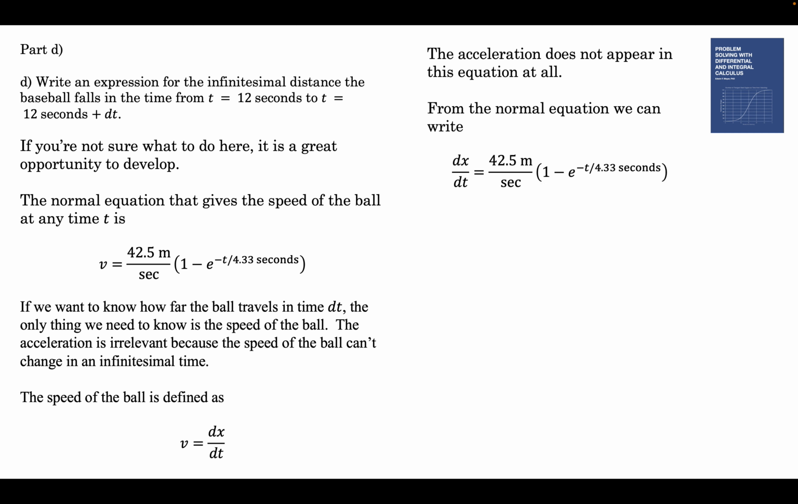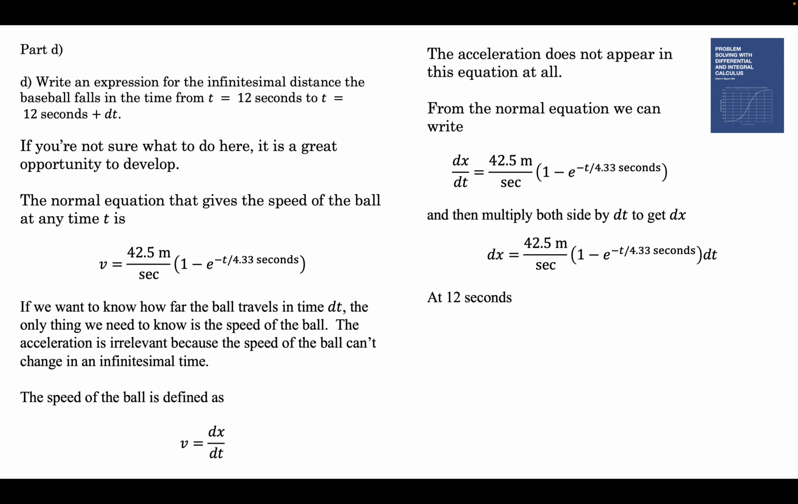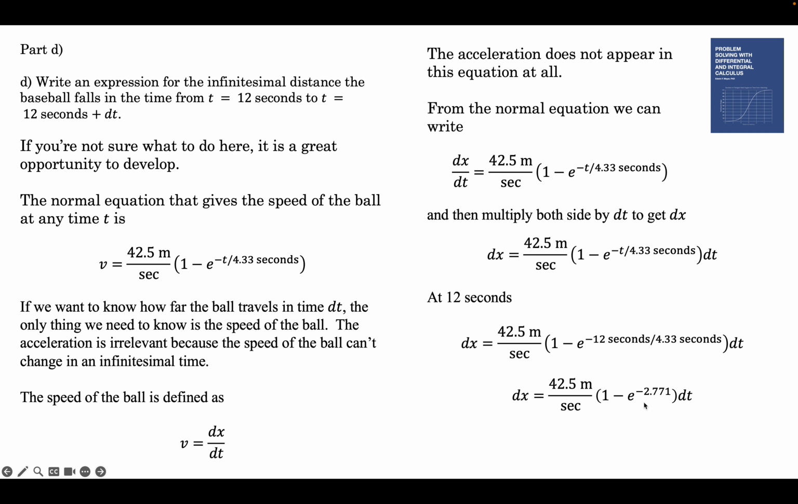So from the normal equation, we can write this. Instead of the v, we can put in dx/dt. Now we can solve for dx. And we can plug in 12 seconds into the exponent. We have e to the minus 2.771, and we do the calculation, and we get 39.5 meters per second times dt. And that's the speed of the ball at 12 seconds.